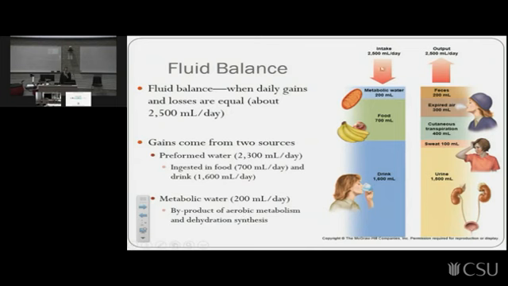Okay, so that accounts for 200 mL of the total 2.5 litres of intake per day, with food and drink equating to about 2.3 litres per day. And then we'll go through the output later.